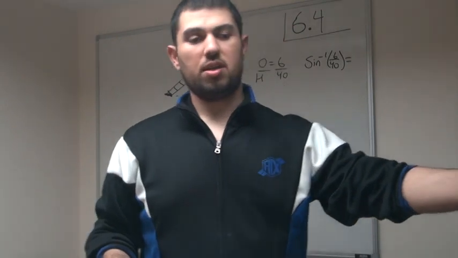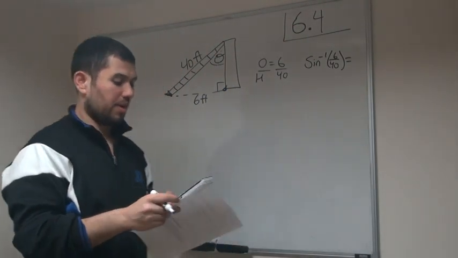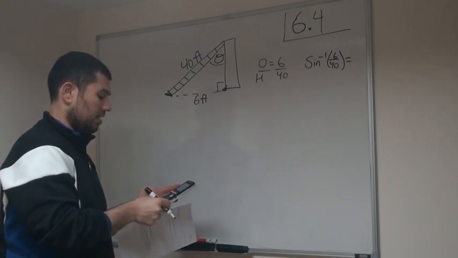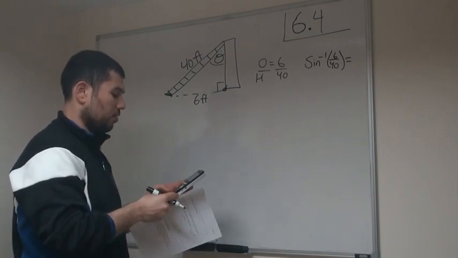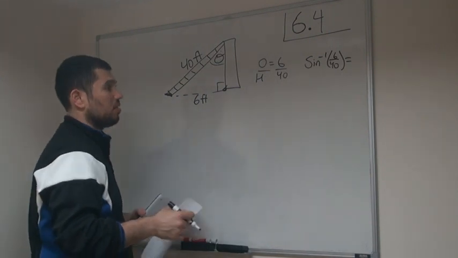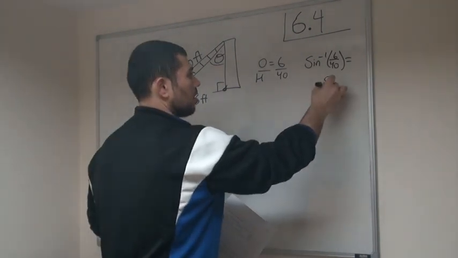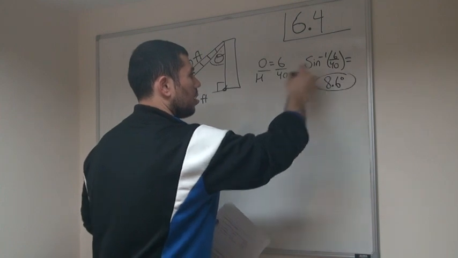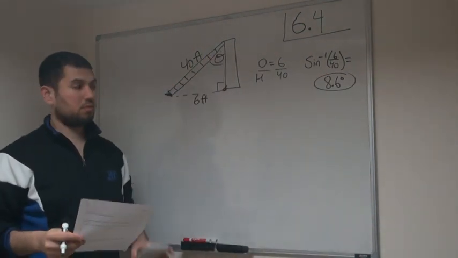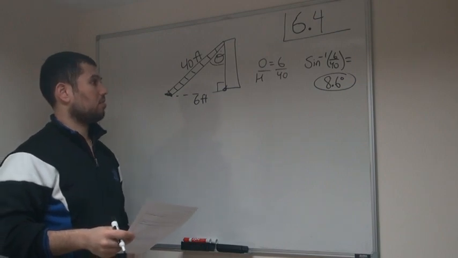Not a special triangle here. So I'm going to go into my graphing calculator and do second sine, which is the inverse sine. 6 divided by 40, close the parentheses, and we get 8.6 degrees. So the angle measure of theta is 8.6 degrees. That would be my answer.